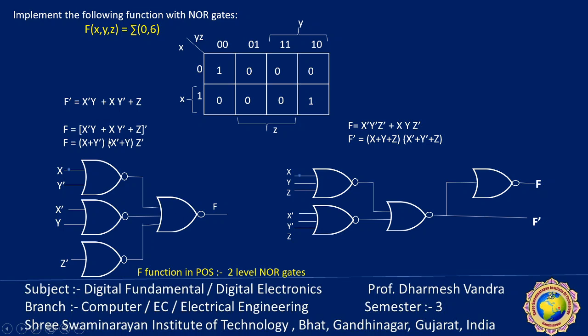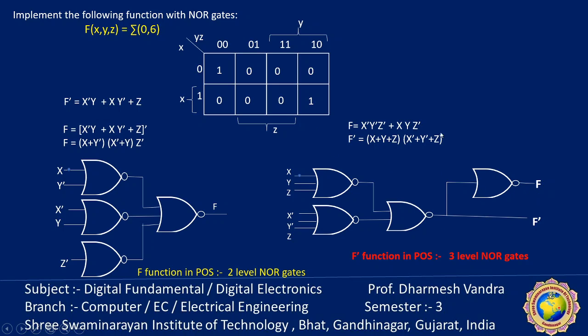So 2-level is only possible when the function is given in product of sum. If F is given in product of sum, 2-level NOR gates are required. But if F dash is given in product of sum, there is required 1, 2 and 3-level NOR circuit. One additional NOR gate is required to complement F dash into F.